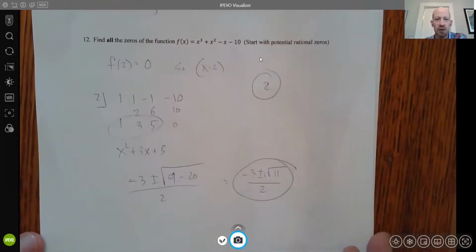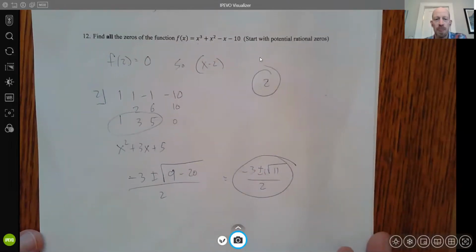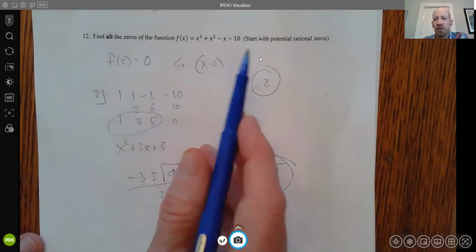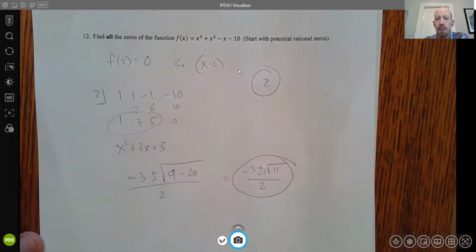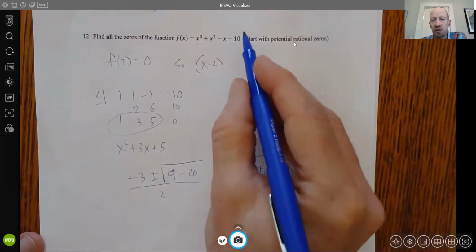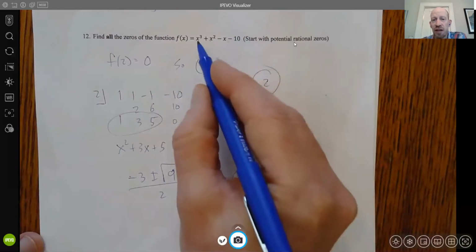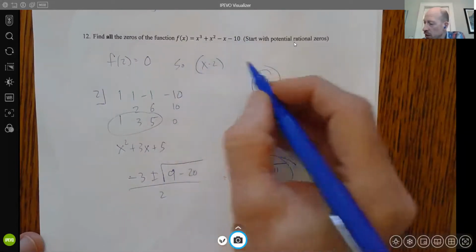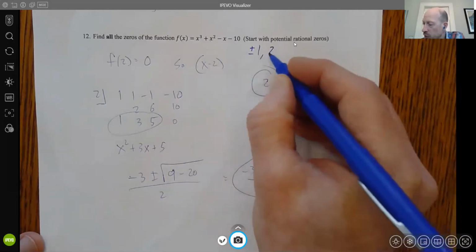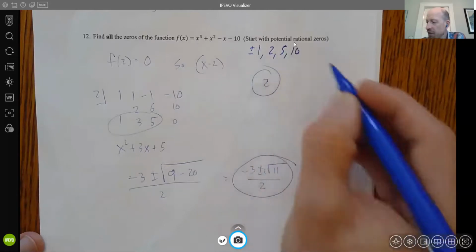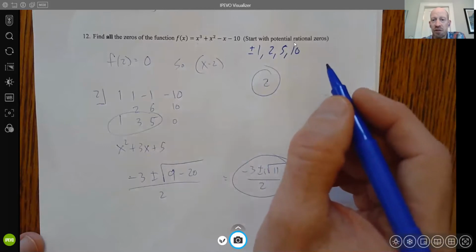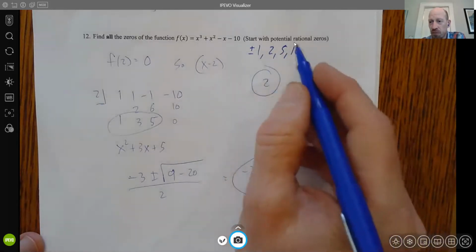Here's one other I wanted to show everybody. Your goal is to find all the zeros of this function. Start with the potential rational zeros. I take the factors of 10 over the factors of 1. So it's going to be plus or minus 1 over 1, 2 over 1, 5 over 1, and 10 over 1. So the only possible rational zeros are these values.